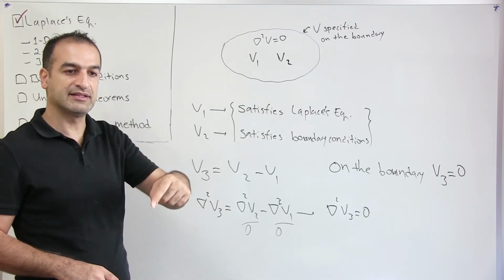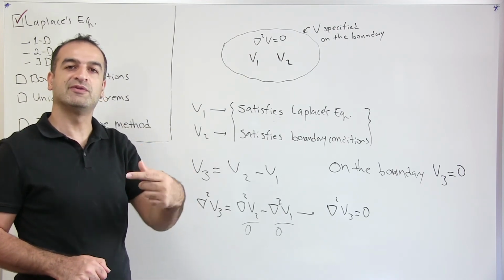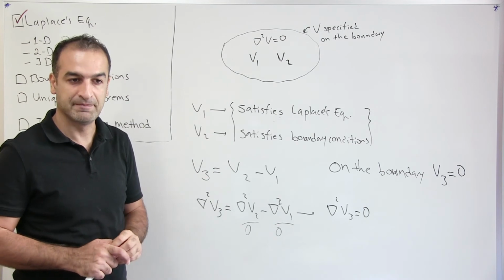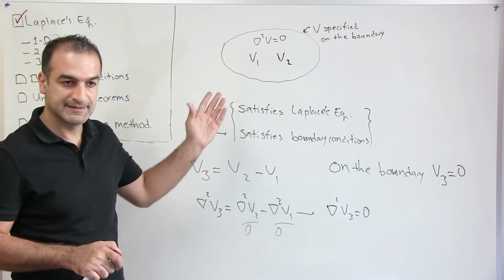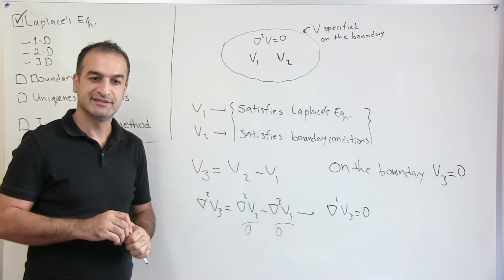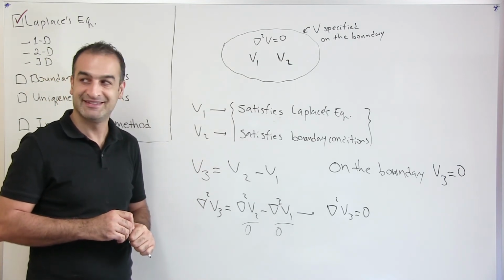The next part is going to be looking at the uniqueness theorem where we have conductors. Okay, sounds good? Clear? More or less? Any question?